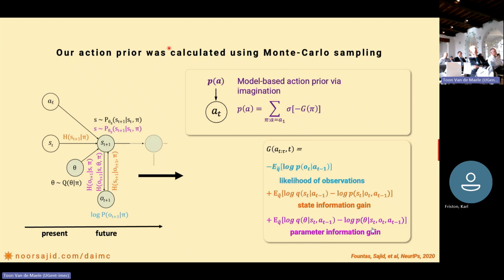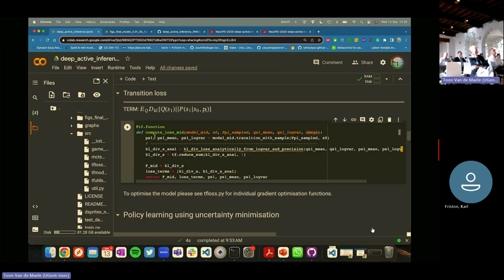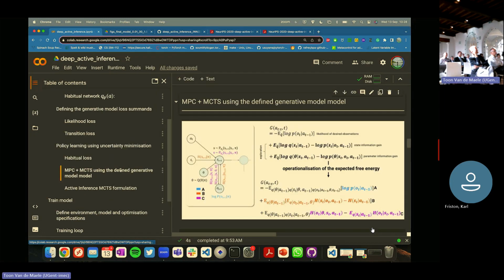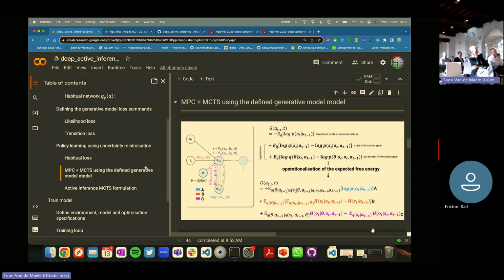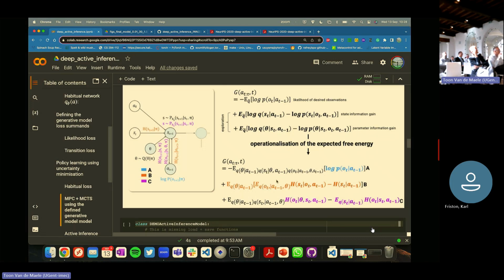Again, this can look a little bit convoluted, so we'll go to the code to make it easier to follow. Now I want people to jump to the MPC and the MCTS section using the defined generative model. This gives you a more explicit formulation of what I mean when I say ancestral sampling. We're just taking an expectation with respect to the different steps when we're rolling it out.